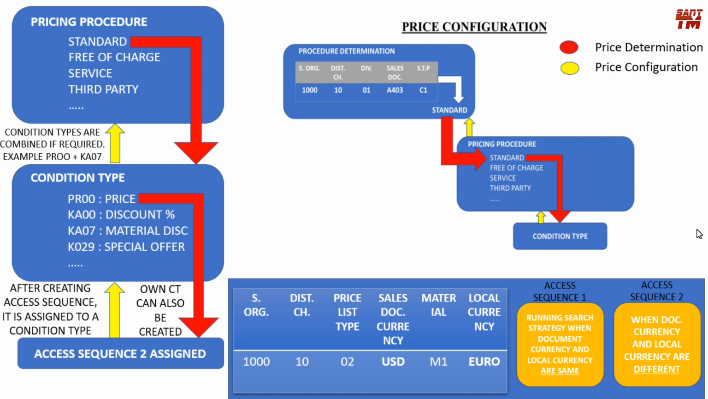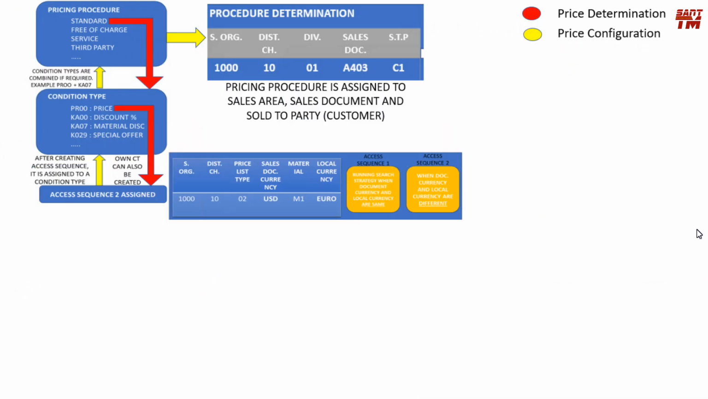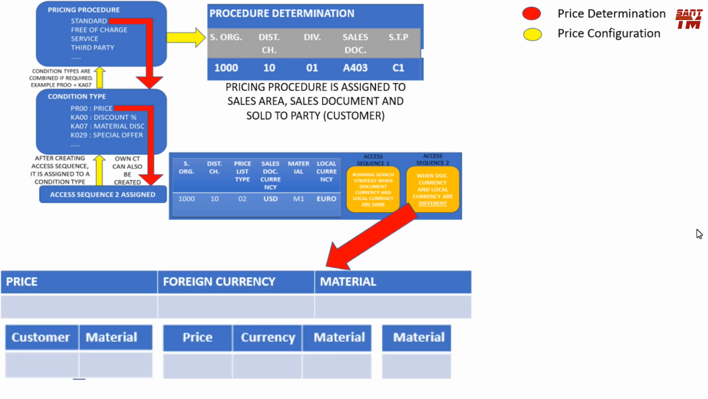Now we have studied up to this much. After the access sequence, we talk about the condition tables. This access sequence 2 retrieves the condition tables. For example, these 4 condition tables are retrieved. The first table carries price, foreign currency and material. Then the second table carries customer and material. The third table carries price, currency and material. And the fourth table carries the material.